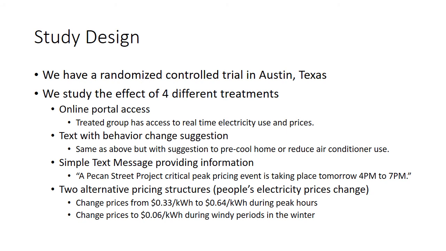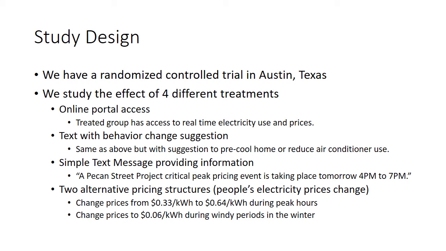The second intervention was a text message with behavioral change suggestions. So we want to get the people to reduce their electricity consumption on the hottest days between 4 and 7 p.m., the peak period. And so we might provide a text message at the beginning of the trial period that basically says you should pre-cool your home, crank up your AC at 3 p.m., for example, and then turn down your AC during the peak period.